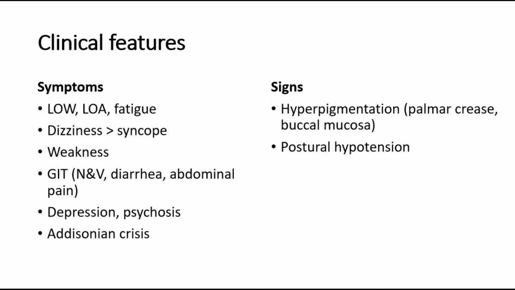So in all patients who have unexplained abdominal pain or vomiting, we have to think of Addison's disease, as this condition can be fatal if not treated. For signs of Addison's disease, the patient might have hyperpigmentation, especially at the palmar crease and also the buccal mucosa, and postural hypotension.